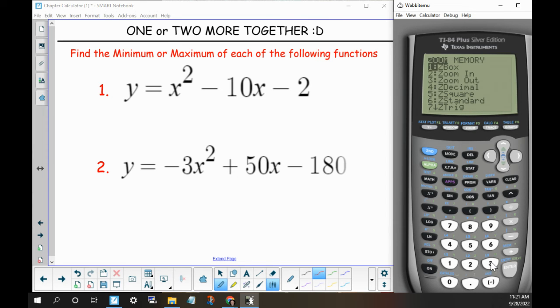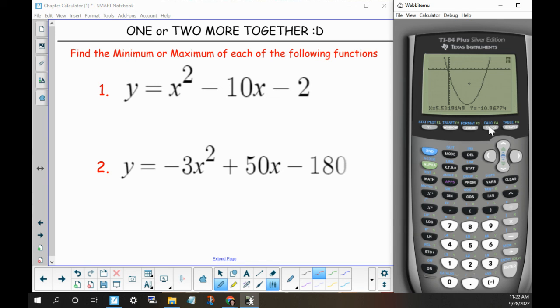So we'll need to zoom out. We'll do zoom 3 and then hit enter. And then your screen should look something like this. Now we need to Z-box it. We'll get you there. Now I have a minimum, guys, so I'm going to actually start above and go down, and then I'm going to go over. And since this is a U, this is minimum.